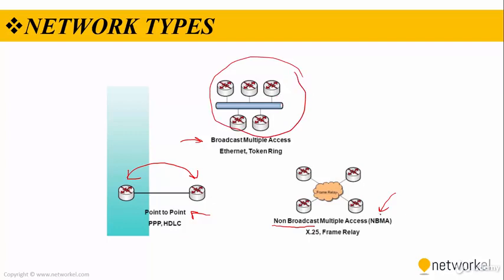And NBMA is the last thing that we're going to focus on. NBMA can connect many routers, but it does not have broadcast capability. If the sender wants to send the packet to all routers, it has to send out individual packet copies. Frame Relay and X.25 are examples of non-broadcast multiple access.